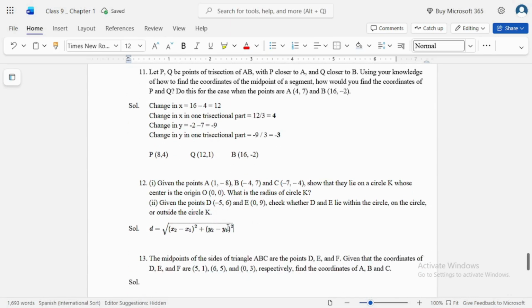Coming to question number 12. So it had two parts. Let's see one by one. Given the points A, B, C, show that they lie on a circle K whose center is the origin.